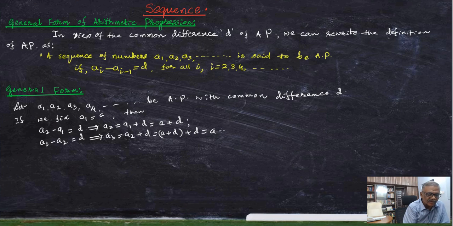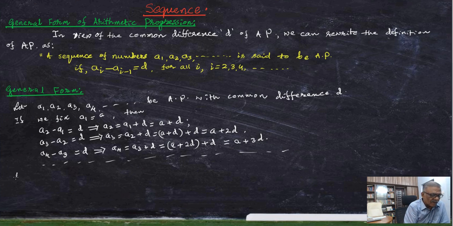that is going to be A plus 2D. And similarly A4 minus A3 is equal to D implies A4 equals A3 plus D, and that A3 which we have already found, A plus 2D plus D, is going to be A plus 3D, and so on and so forth.